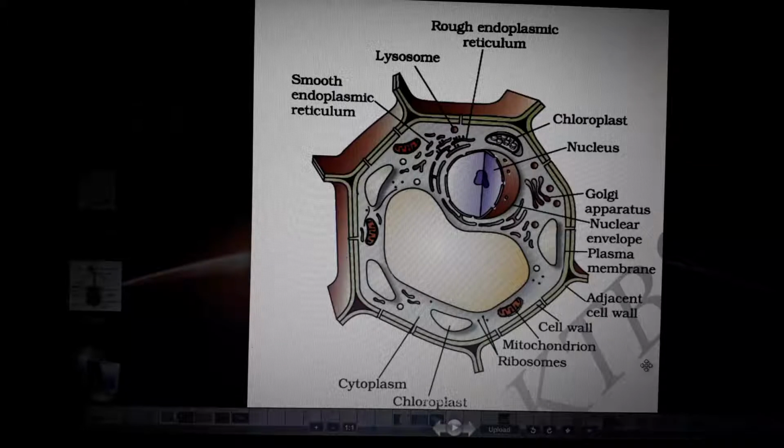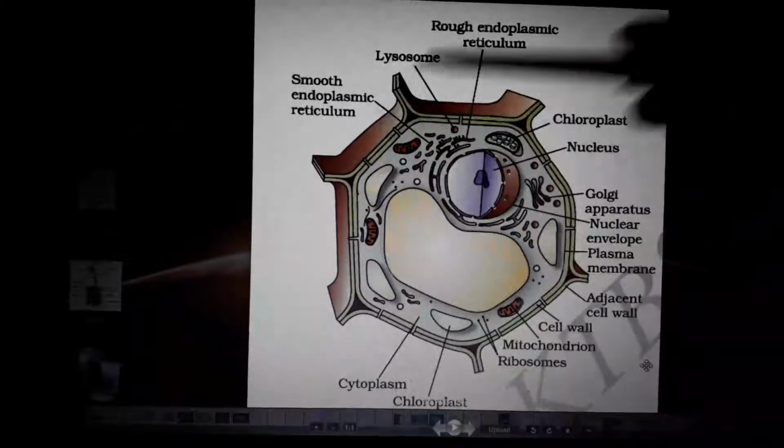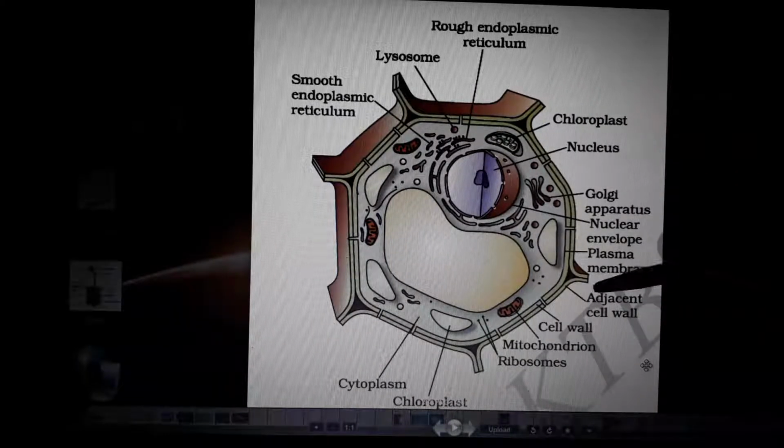Just go through that. It will be easy for you. This is the last time you are studying about this cell. After that, for higher studies, you will study all these things in detail, in medicine and all, if you choose biology as your main subject. So that's it. That's the end of the chapter.